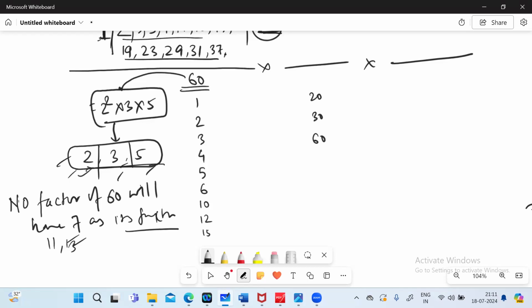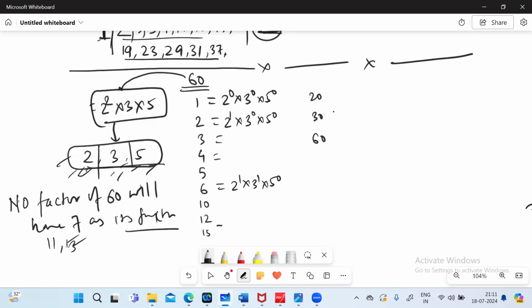Now let's write all the factors by using these 3 primes. So 1 can be written as 2 to the power 0, 3 to the power 0, and 5 to the power 0. 2 can be written as 2 to the power 1, 3 to the power 0, 5 to the power 0. And similarly, we can keep on writing. 6 can be written as 2 to the power 1, 3 to the power 1, and 5 to the power 0.